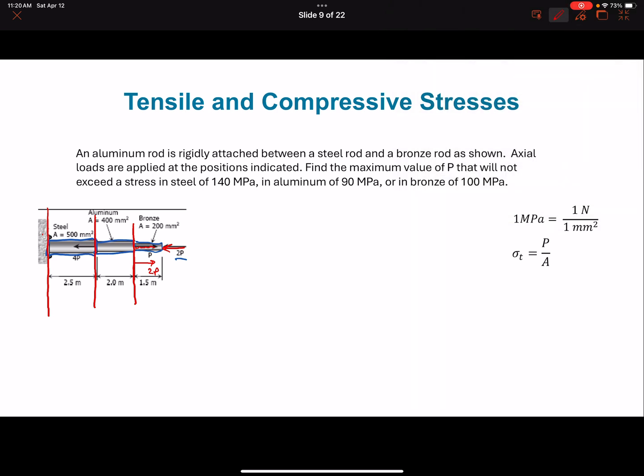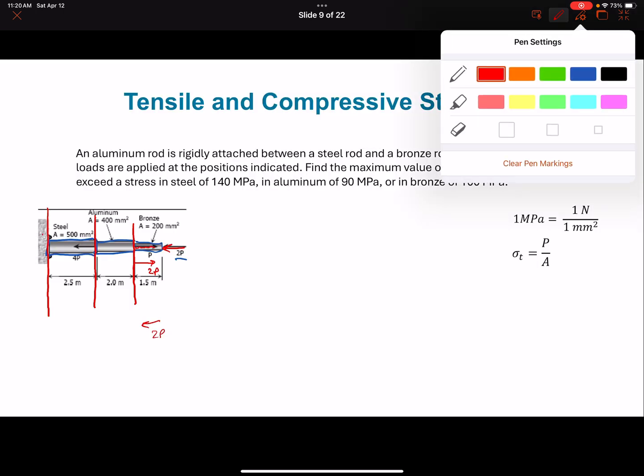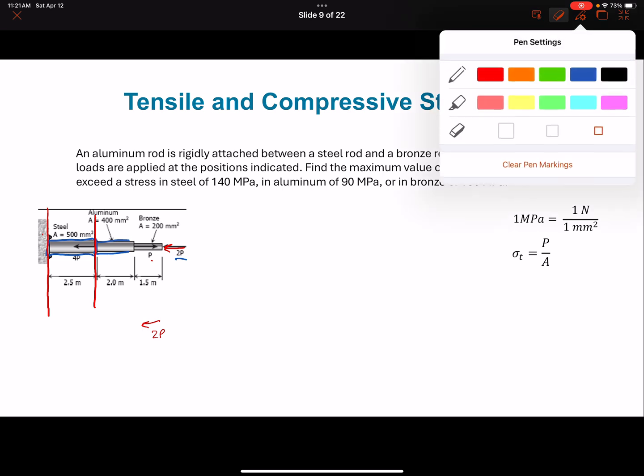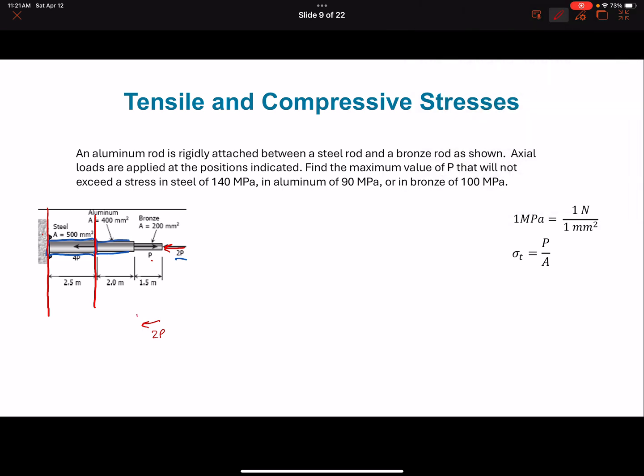We actually have a net 2P going in this direction. For the aluminum, what happens is if I erase this, and now we're looking at the aluminum, let me put a little divider in here so you know where I'm talking about, from there to there. Now I'm looking at the aluminum.